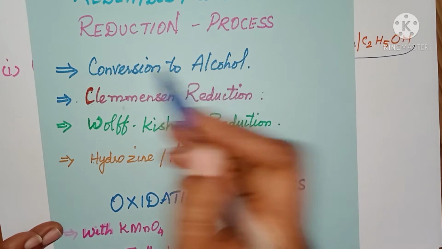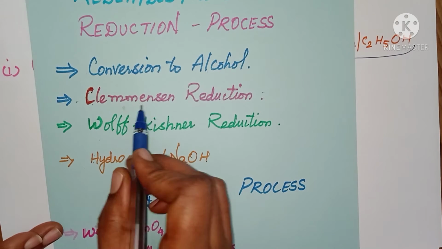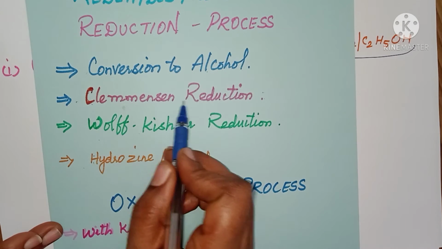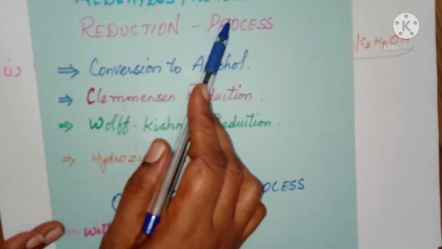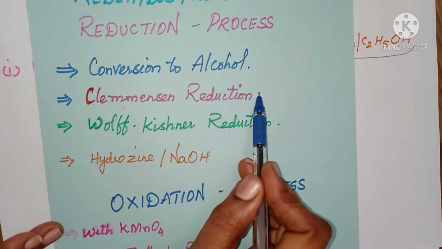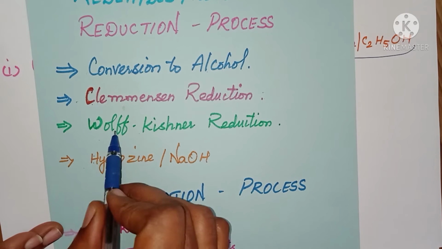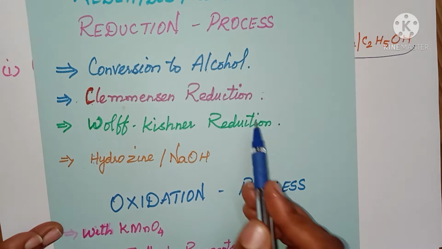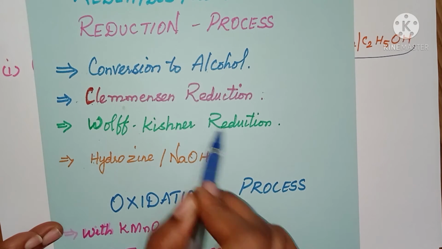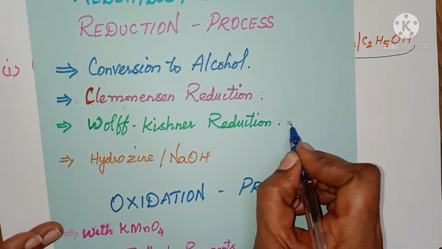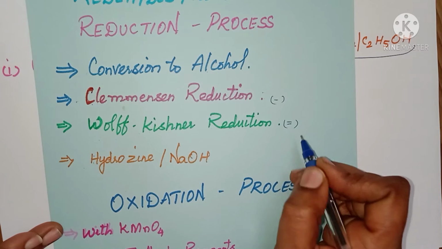The second one is Clemmensen reduction. In this, aldehydes or ketones are converted to alkane. So that is the Clemmensen reaction. The third one is the Wolff-Kishner reaction. So this is actually aldehydes or ketones reduced to alkenes. That is actually a double bond. This is a single bond, alkane, and this is a double bond, alkene.